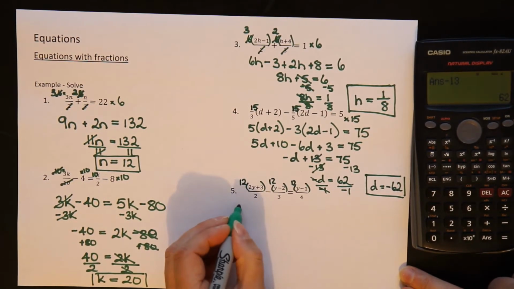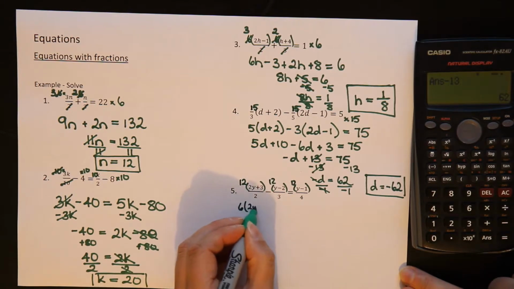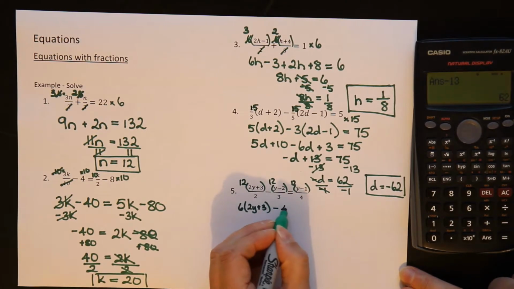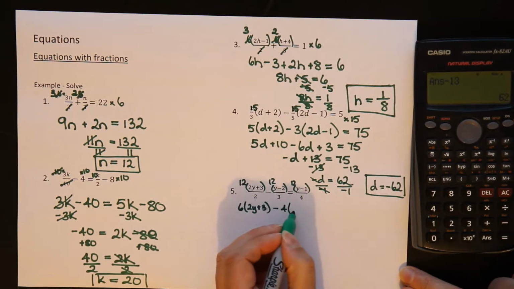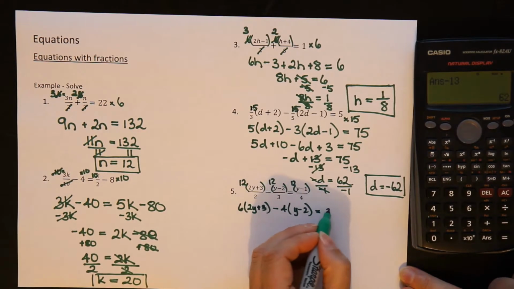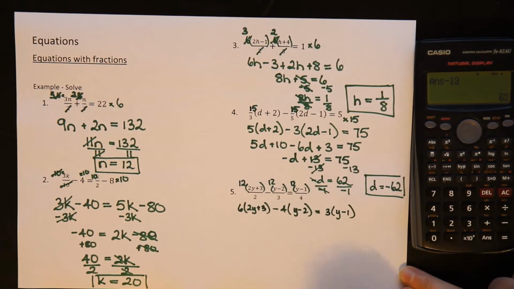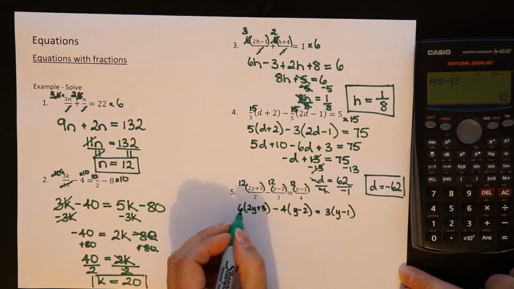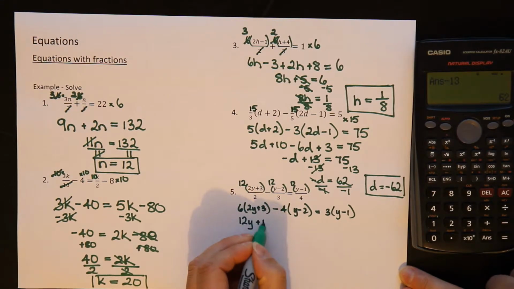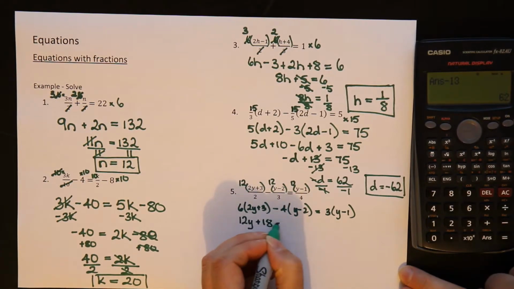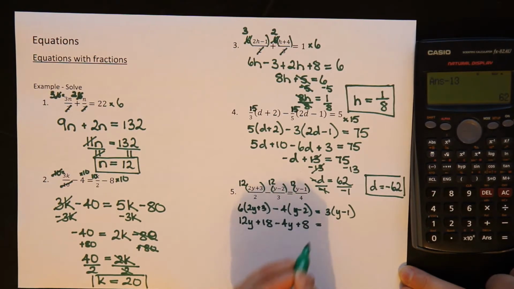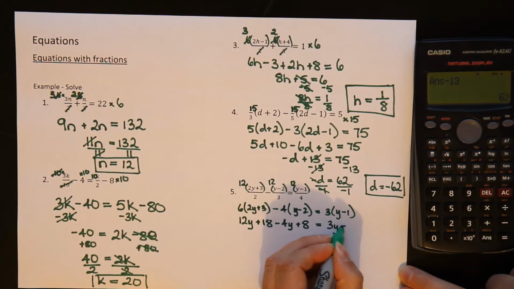12 divided by 2 goes 6 times. 12 divided by 3 goes 4 times. Equals 12 divided by 4 goes 3 times. And then I just need to expand all the brackets out. 6 times 2y is 12y. 6 times 3 is 18. Minus 4 times y is minus 4y. Minus 4 times minus 2 is a positive 8. Is equal to 3y minus 3.